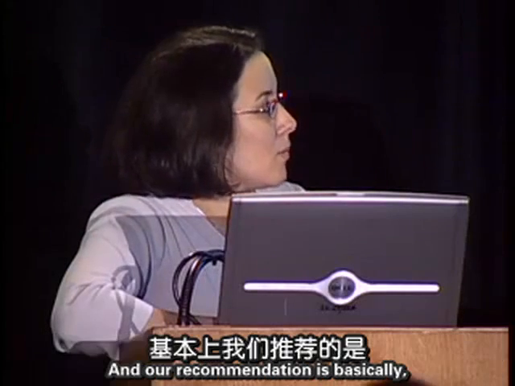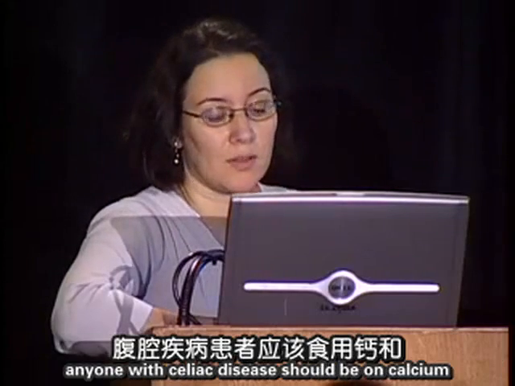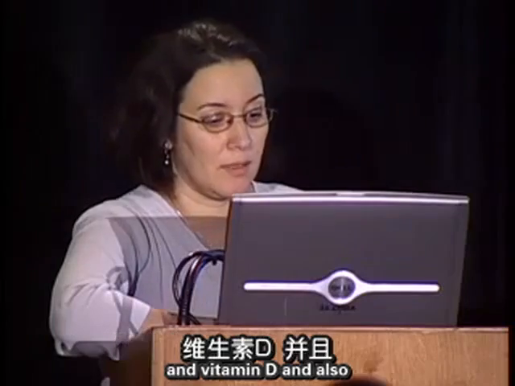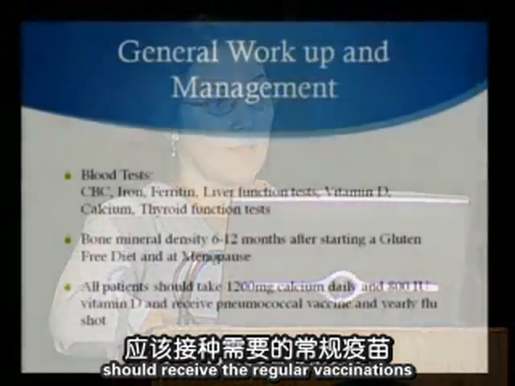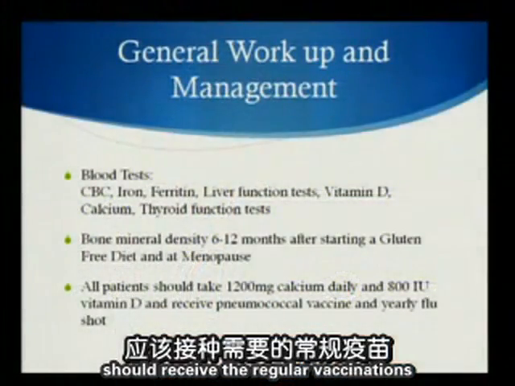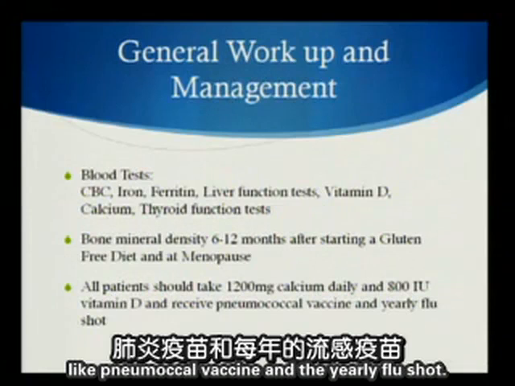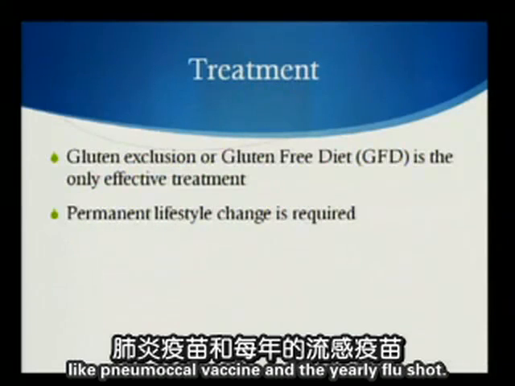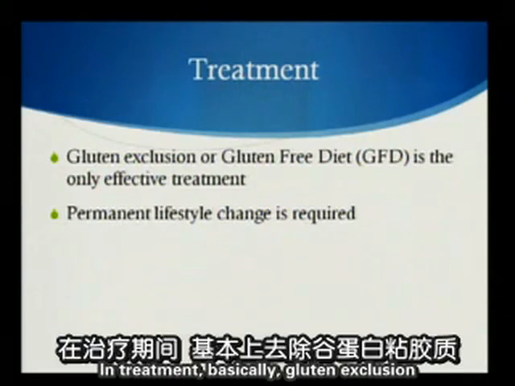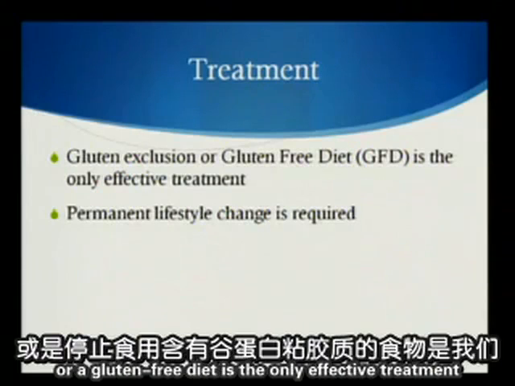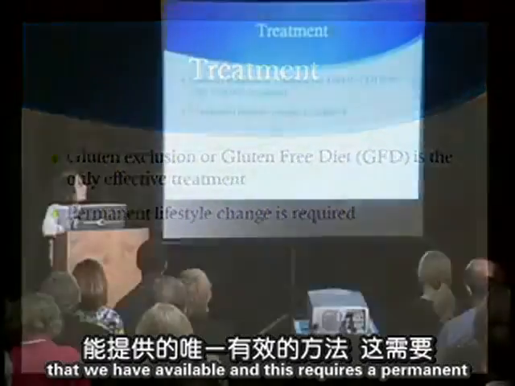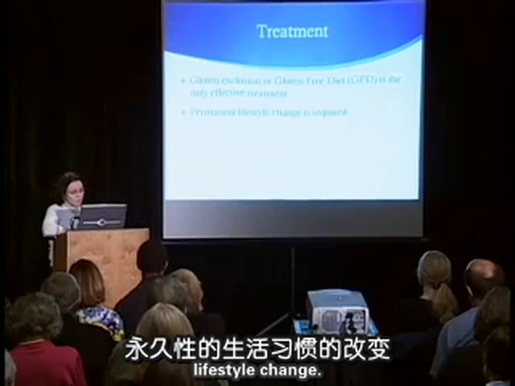Our recommendation is that anyone with celiac disease should be on calcium and vitamin D, and also should receive the regular vaccinations that are recommended, like the pneumococcal vaccine and the yearly flu shot. In treatment, gluten exclusion, or a gluten-free diet, is the only effective treatment that we have available. And this requires a permanent lifestyle change.